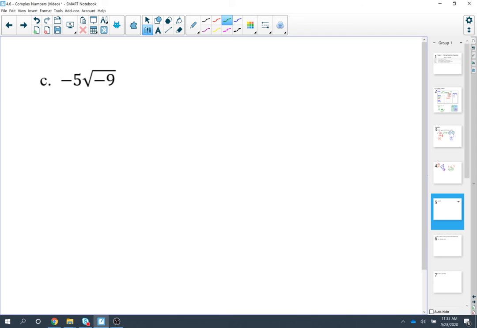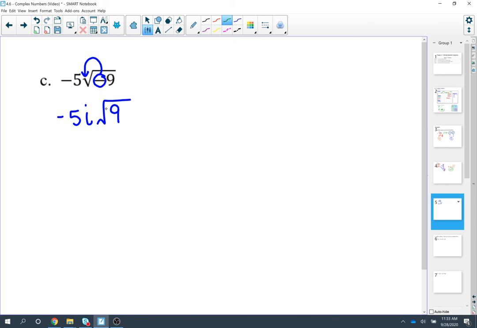Letter C, -5 times the square root of -9. Same idea. The negative on the outside is not a problem. We don't need to worry about that. It's the negative on the inside that I'm going to bring out, and I'm just going to tuck it right there. So we're going to have a negative 5i, and then square root, and now that I took my negative out, positive 9.